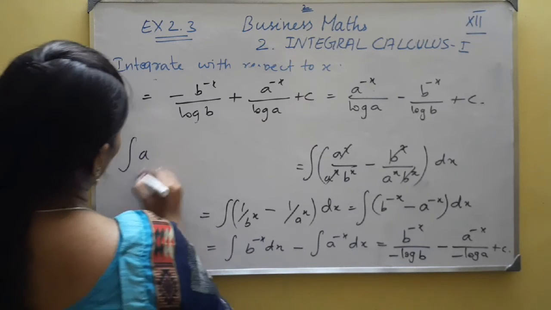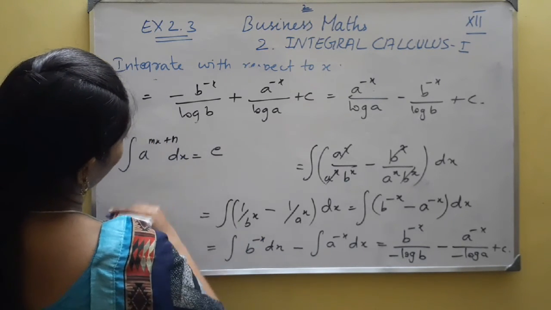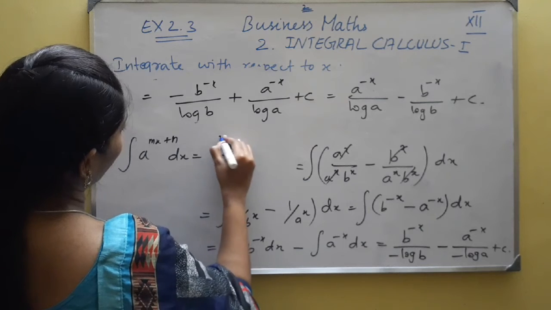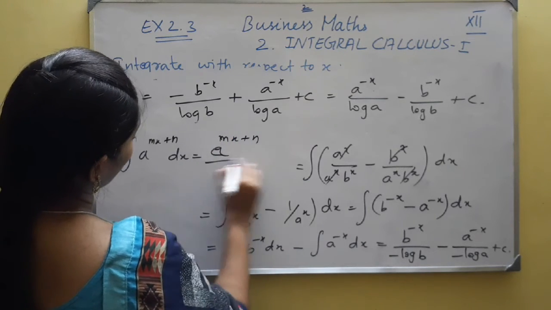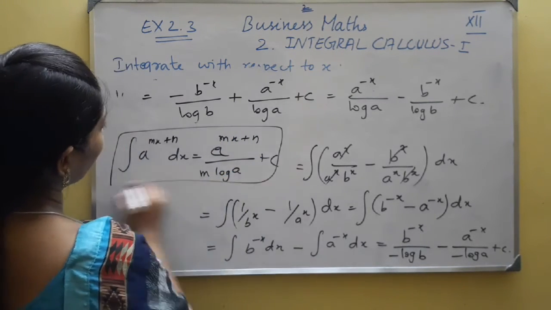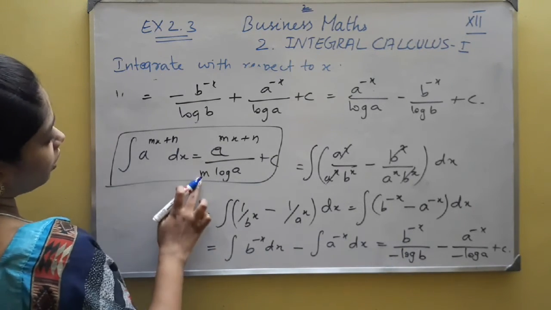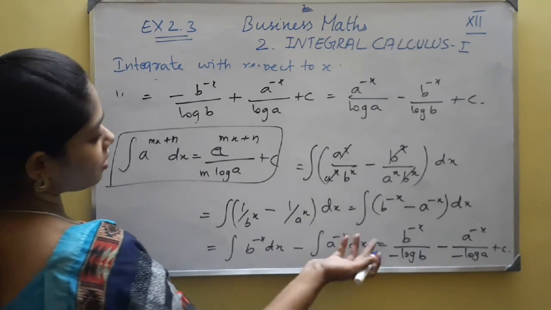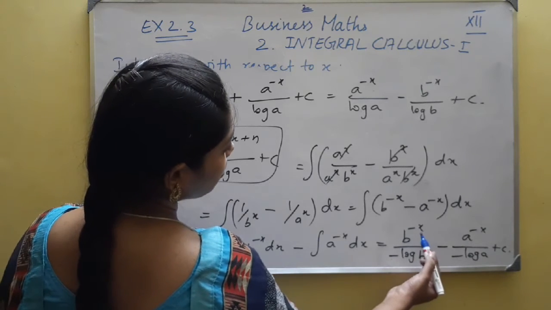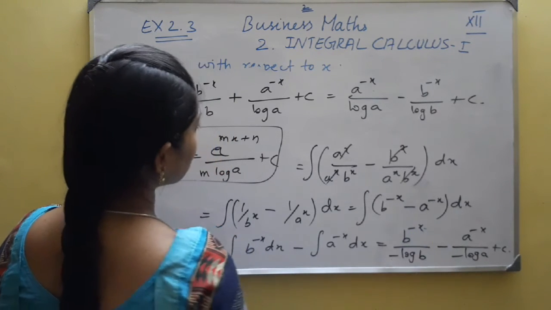integral a^(mx+n) dx equals a^(mx+n) divided by m into log a plus c. Here your m value is minus 1, so that you are writing the negative sign here. Your n here is 0. So this can be understood in a way, minus x plus 0. M is minus 1, n is 0.